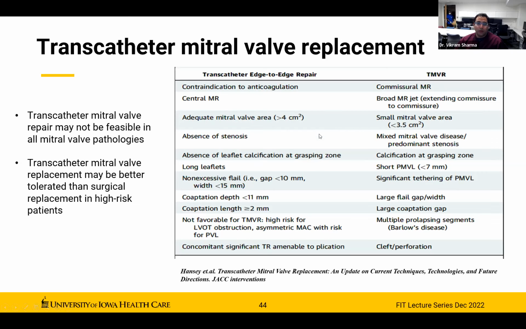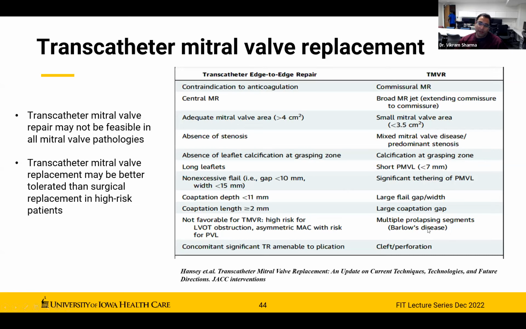Now, one important consideration is mitral valve area. You need an adequate mitral valve area to be able to perform a transcatheter edge-to-edge repair because of the risk of mitral stenosis after the procedure if the valve area is less than 4. If you have a small mitral valve area, that might be better treated with a mitral valve replacement through a transcatheter approach. Other things are leaflet calcification in the grasping zone, or a short posterior mitral valve leaflet less than 7 millimeter, which would make it more favorable to do a TMVR.